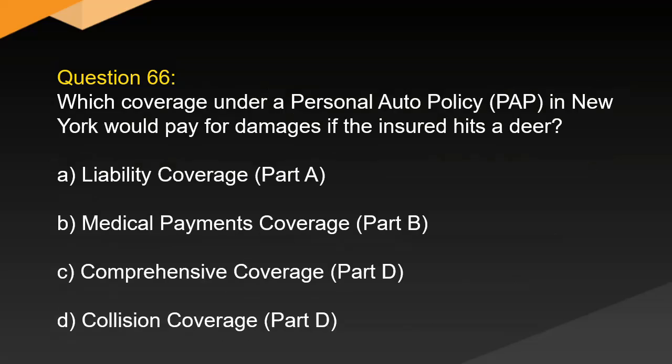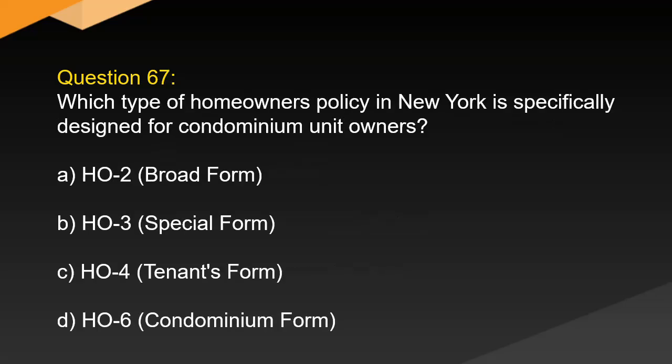Question 66. Which coverage under a personal auto policy, PAP, in New York would pay for damages if the insured hits a deer? A. Liability coverage, Part B. B. Medical payments coverage, Part B. C. Comprehensive coverage, Part D. D. Collision coverage, Part D.